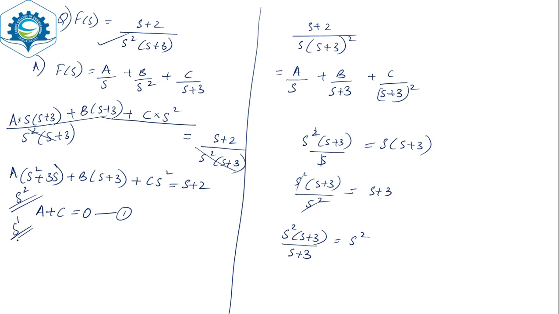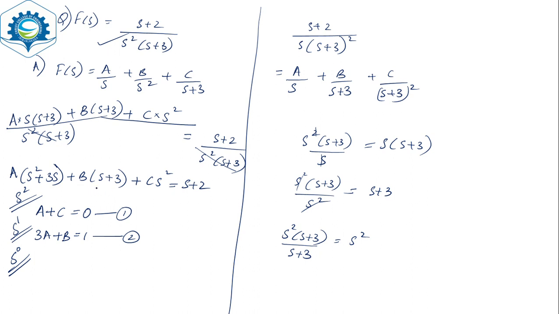Now you can compare the coefficient of s raised to 1. You can see over here you have 3a plus b, there is no term for s in c, and on the right side there is a term and the coefficient is 1. That is your second equation. And next you have s raised to 0, that is a constant. There are no constants present in c. There is a constant 3b over here.